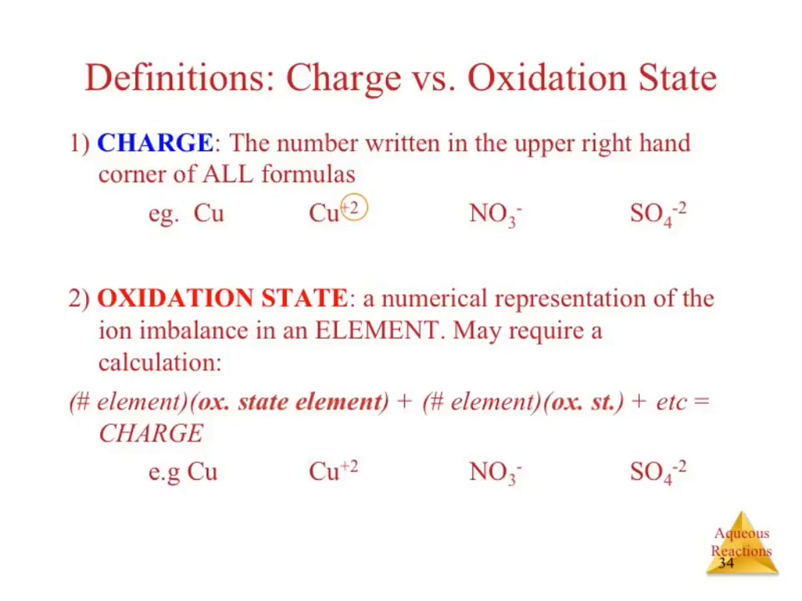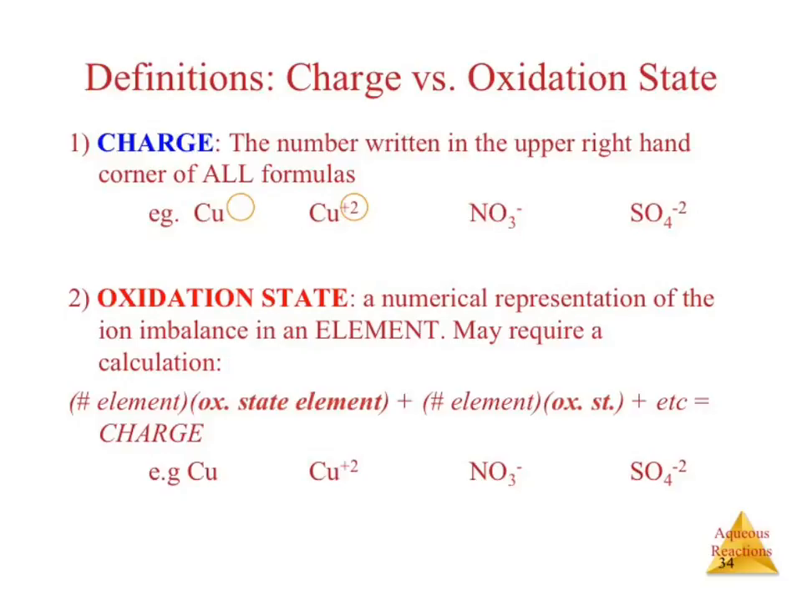So, charge versus oxidation state. Charge is always given to you, every single time. It's the number written in the upper right-hand corner of all formulas. What is the charge on that first example? Well, actually, the one that's circled. Let's do that middle one. What's the charge? +2. How do you know that? In the upper right-hand corner, it says +2.